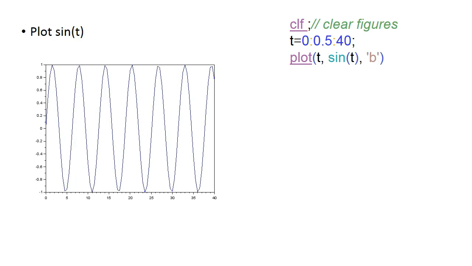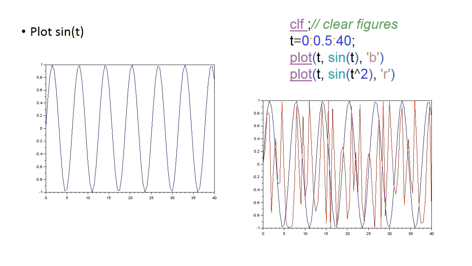So let's add another graph to this plot. This time we use sinus square t with a red color. So here is the resulting Scilab plot output in the same graph.